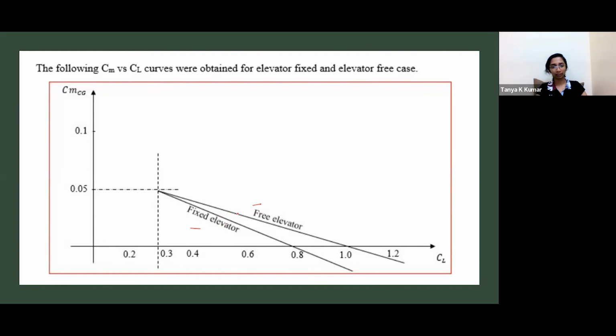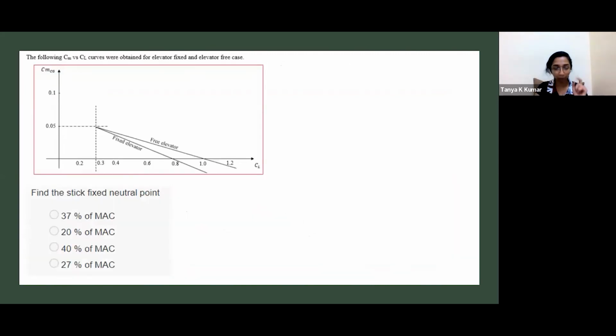Now the first question is find the stick fixed neutral point. We will not be solving this question. I will just be giving you how to proceed with this. Sir has solved the similar questions in the lectures and it's part of your assignment. So we'll go over it in detail in the next tutorial, but we'll just go through the questions. Find the stick fixed neutral point. So at what percentage of the mean aerodynamic chord is your stick fixed neutral point?